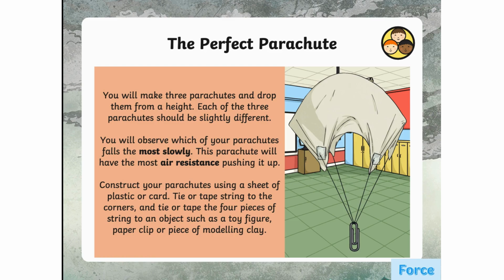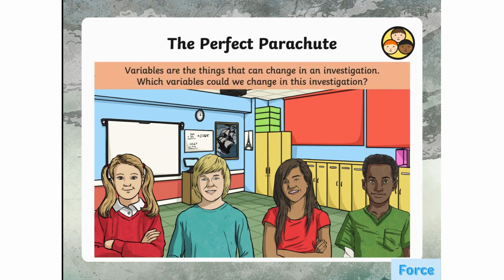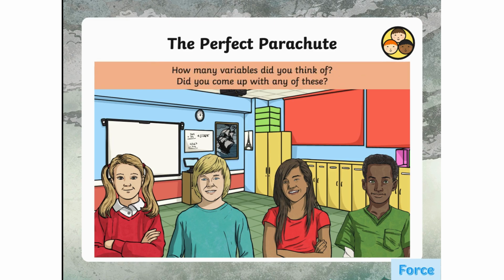I'm sure you're thinking out of the box as well. We are the creative thinkers, like the element says. Creativity is fun. So let's see the perfect parachute. Variables are the things that can change in an investigation. Which variables could we change in this investigation? How many variables did you think of? Did you come up with any of these? I'm sure your creativity is flowing.